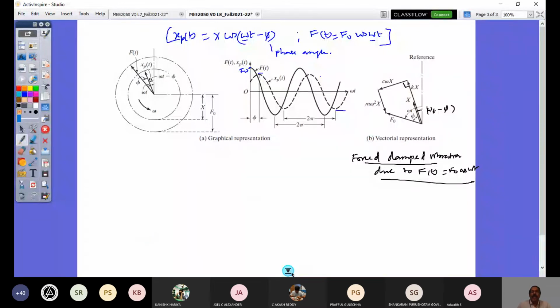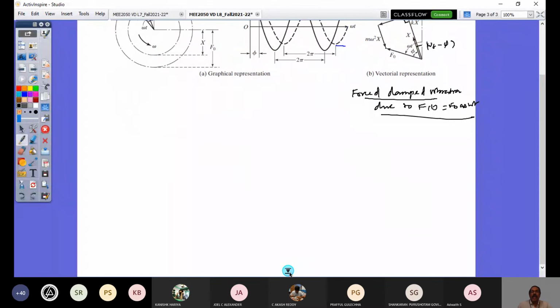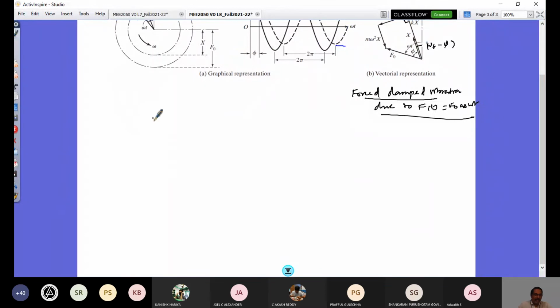I'm going to slightly manipulate and rewrite this equation. So I have x equal to f naught divided by the square root of (k minus m omega squared) whole squared plus (c omega) whole squared. Correct? So this is my amplitude. I'm going to divide numerator and denominator by k. Inside the root it's going to be k squared. So look at now what f naught by k is.